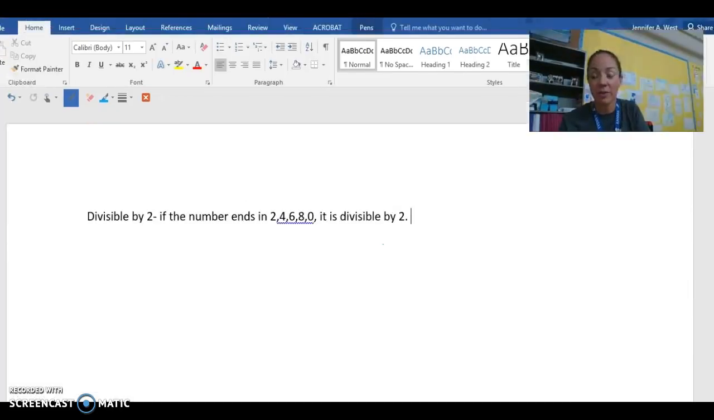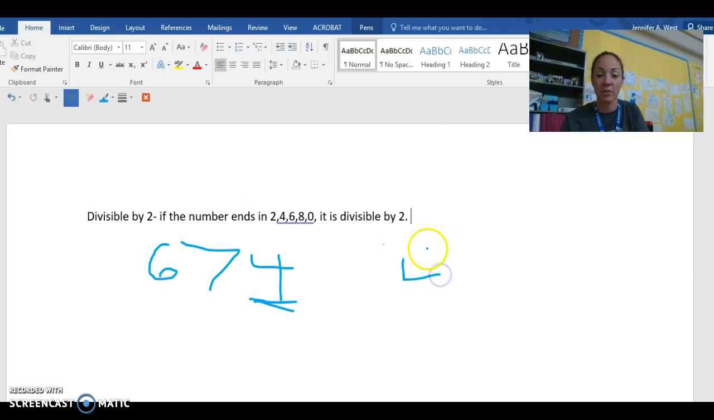So here are a couple of examples. Let's say we come up with the number 674. Aren't you glad I don't write like that at school? All right, so 674 ends with a 4, so that means it's divisible by 2. But if we just put down the number 47, the number in the ones place is a 7. A 7 is not an even number. It is not 2, 4, 6, 8, or 0. So 47 is not divisible by 2.